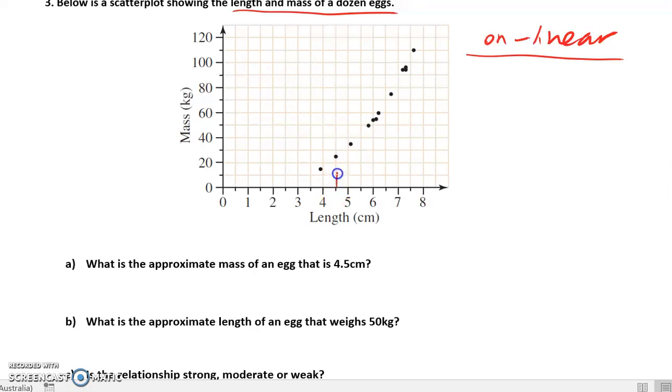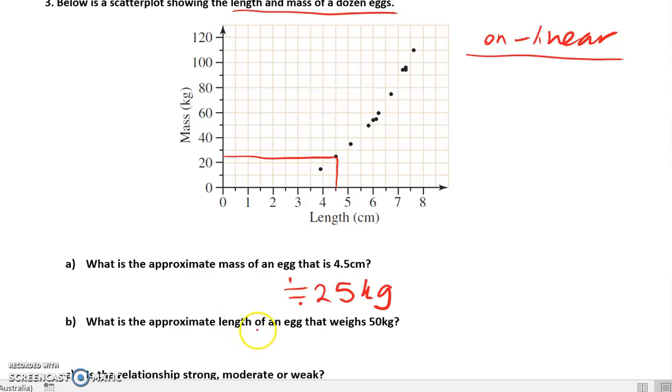So I'm going to go to 4.5 centimeters. I'm going to that dot, and then I'm going across here. And you can see when I do that, it's approximately, if that's 30 there, approximately 25. So I'm going to go approximately 25 kilograms. This is just reading and interpreting part.